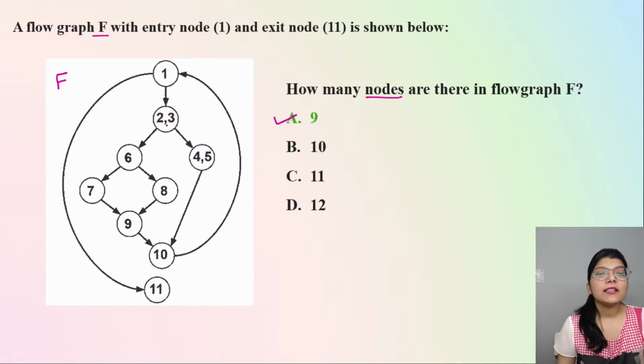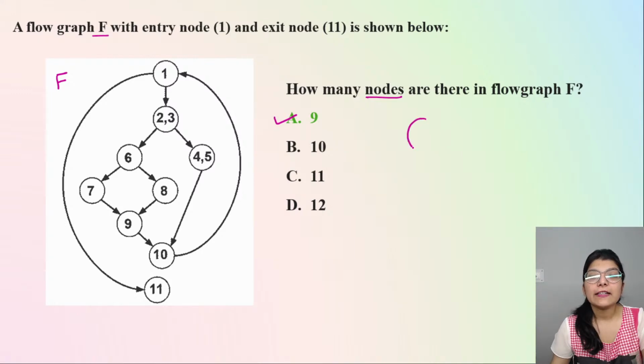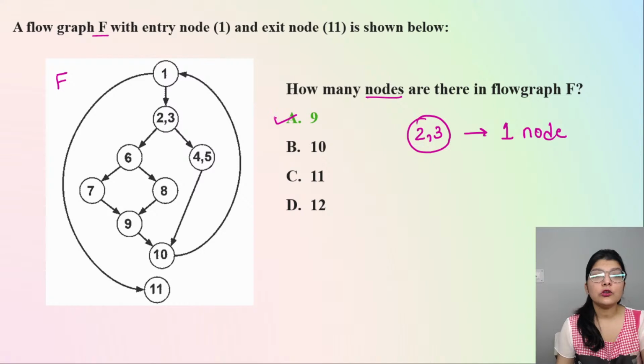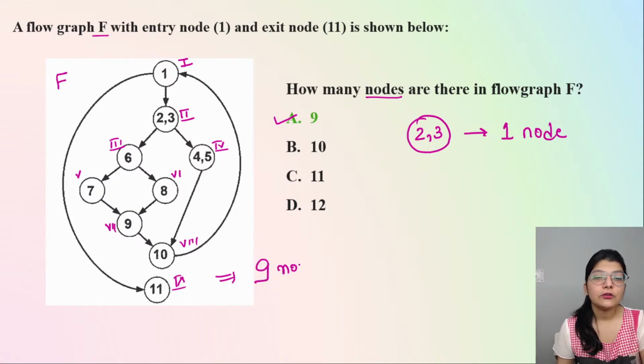See everyone, this question was basically given for this purpose only. The nodes were combined because they wanted to see whether you know this concept or not. Whenever I have a node like this where 2 and 3, where the numbers are different but they are combined, it will be taken as one node only. So this is my first node, second node, third node, fourth node, fifth node, sixth node, seventh node, eighth node and ninth node. So in total I have 9 nodes here.